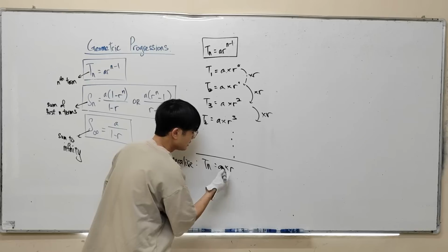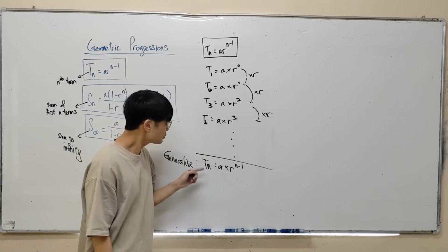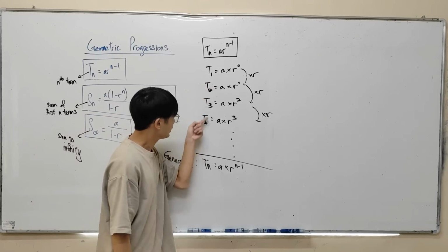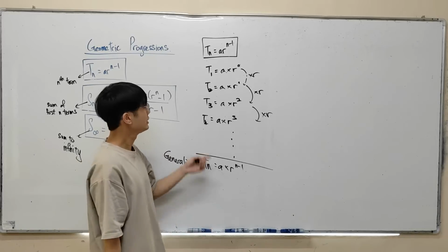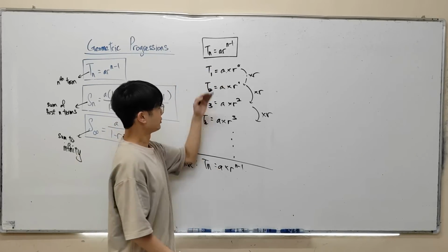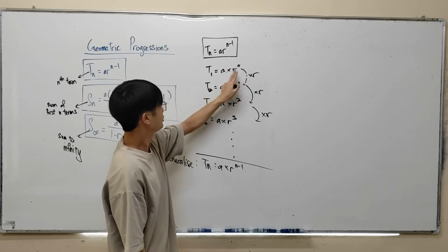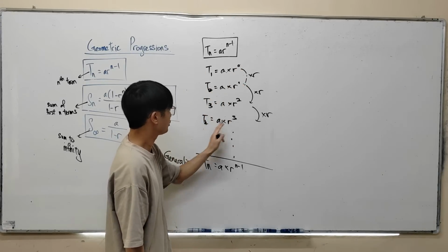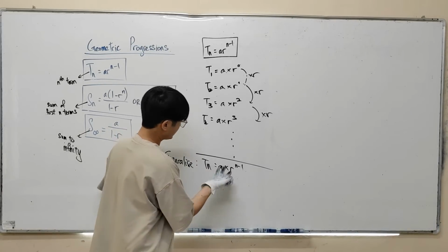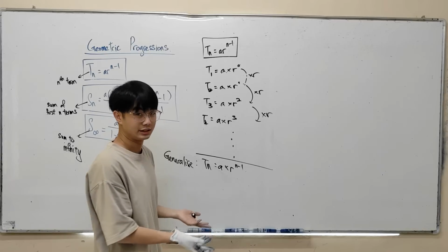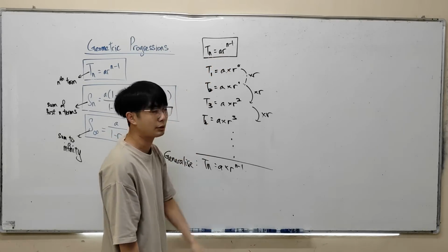So what you can write here is a times r power n minus 1. It means whatever number I put here, I have to minus 1 to get the power here. Because that's the pattern we notice from all these equations. So 1 becomes 0, 2 becomes 1, 3 becomes 2, 4 becomes 3. If this is n, this must be n minus 1. And that's how you derive the formula. So Tn is ar power n minus 1.